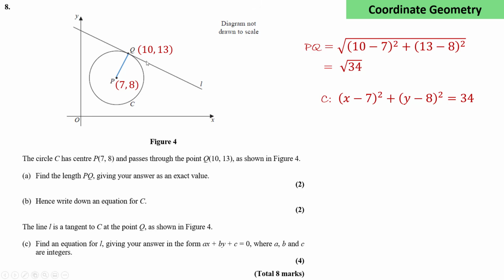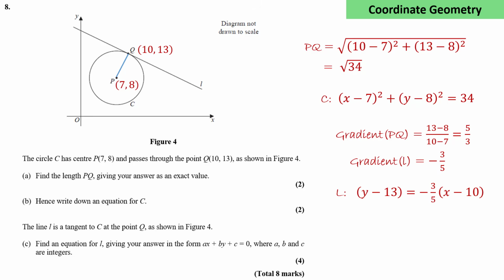We're told L is a tangent to C at the point Q. So L will be perpendicular to the radius to Q, PQ. So we work out the gradient of PQ is 5/3. Therefore, the gradient of L must be minus 3/5. And we can write down the simple expression for the line L, which is y minus 13 equals minus 3/5 x minus 10. We're asked to write it in a specific form, so we multiply through by 5 and rearrange the equation to get 3x plus 5y minus 95 equals 0.